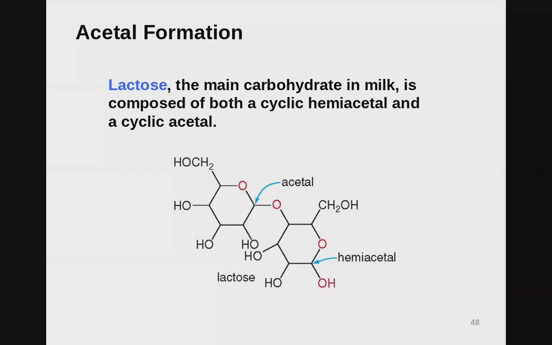Anyways, lactose, the main carbohydrate in milk. If any of you are lactose intolerant, well, you simply can't handle this bad boy. But you'll notice this isn't too different from glucose. There's a couple extra hydroxyl groups here, but the only real difference is that glucose is just this ring right here, whereas lactose is 2 rings. They're not different by very much, but different enough that you need a completely different enzyme to break down lactose versus glucose. Now, lactose in our friend milk is comprised of both a cyclic hemiacetal and an acyclic acetal. So we have the hemiacetal here and the acetal here.